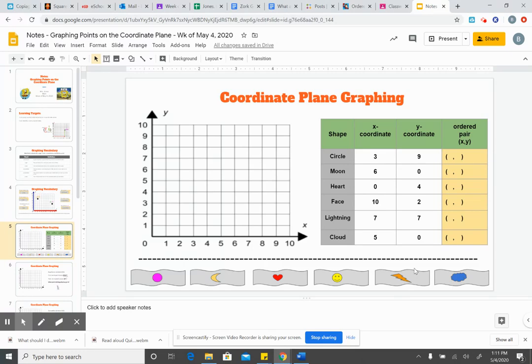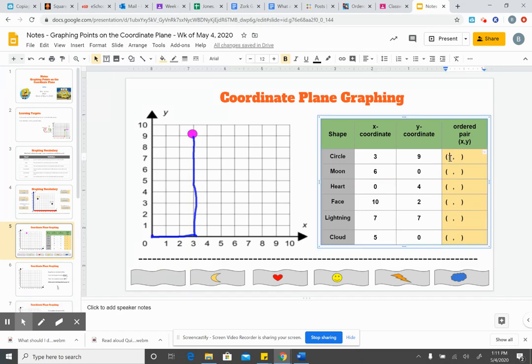Now, here's where we learn how to actually graph these x and y coordinates. Okay, let's take a look at our table here. We always start with the x. Okay, so for the first example, for the circle, x is 3. So we're going to move right, start at the origin right here, move right 3, and then the y coordinate is 9. So you have to move up 9. And that's where you'll end, and that's where you'll put your circle.